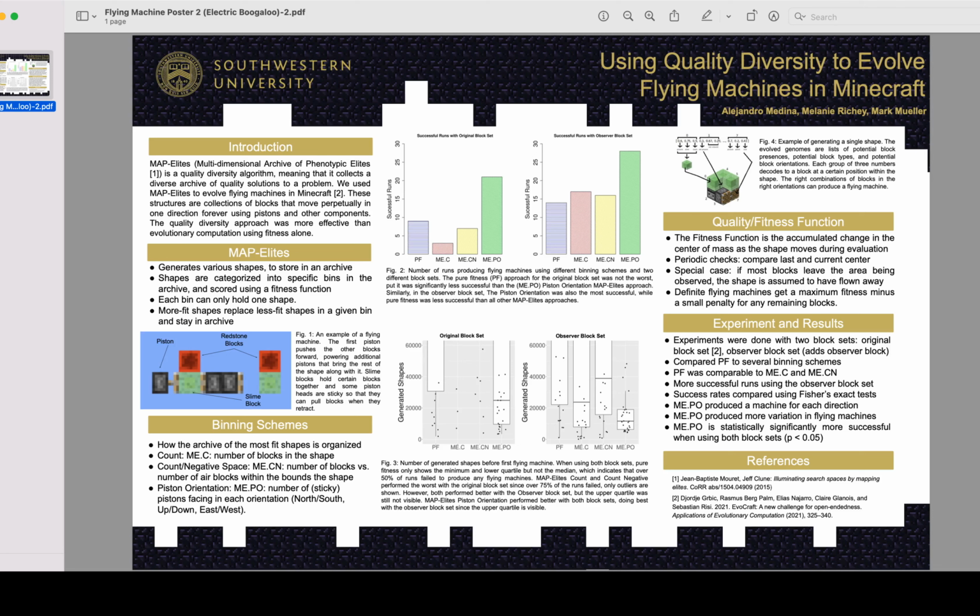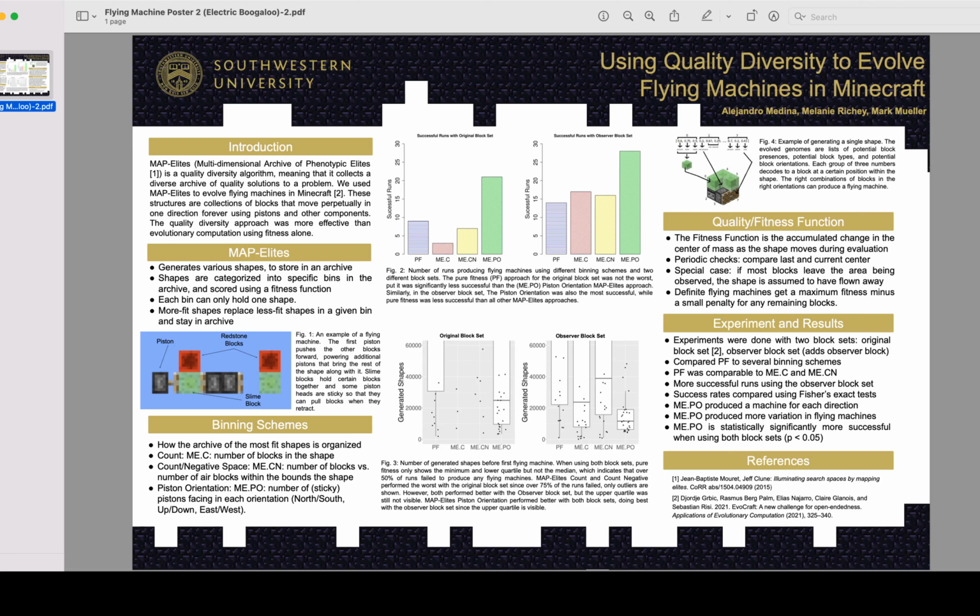We compared the quality diversity approach using the three binning schemes to an approach using fitness alone, and found that pure fitness was comparable to the count and count negative space binning schemes when using both block sets. Although pure fitness was comparable to these two binning schemes, the piston orientation binning scheme was statistically significantly more successful. The success rates were all compared using Fisher's exact tests, showing that piston orientation results in more runs that produce flying machines. These results can be seen in Figure 2.